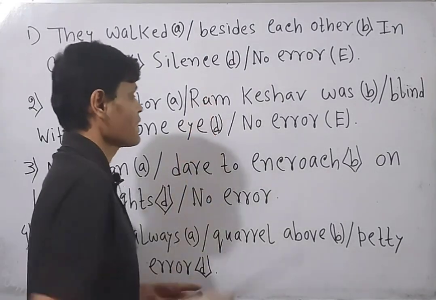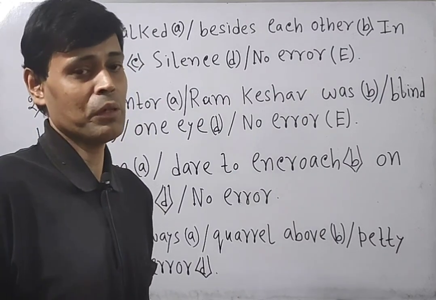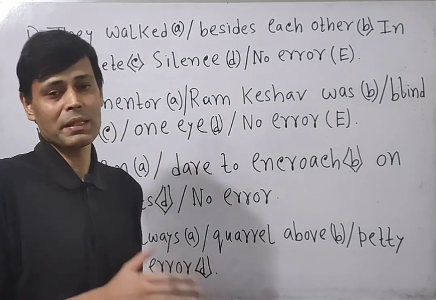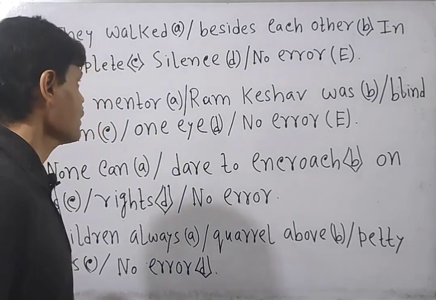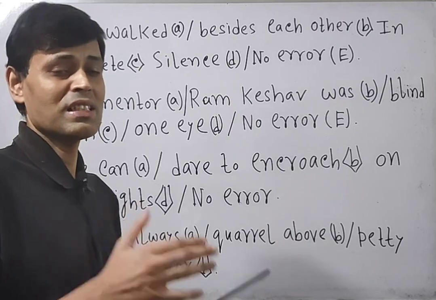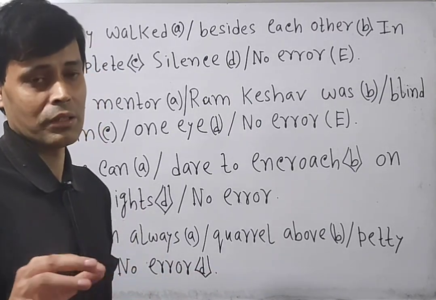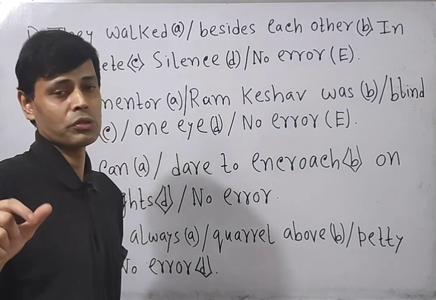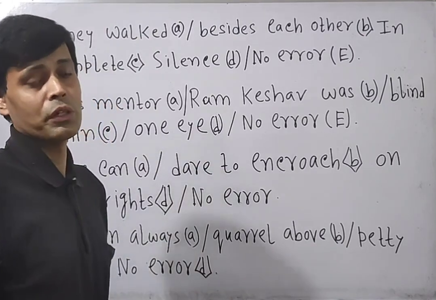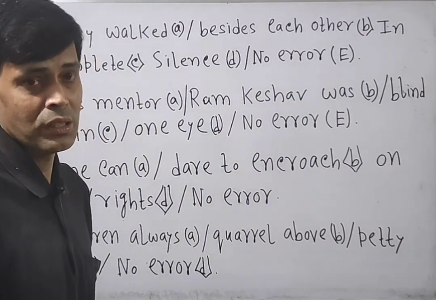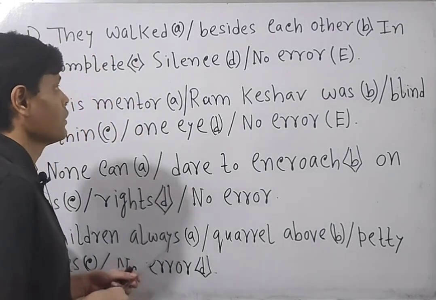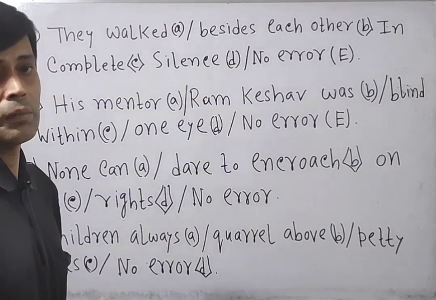Now if I say besides, B-E-S-I-D-E-S, whenever we use or write the S, it means apart from, except. But here they walked side by side. So instead of besides we should write beside. So we need to remove the consonant S. If we write beside, B-E-S-I-D-E, it is going to be perfect. But if we write besides, it is not perfect, because besides means apart from. So if we consider apart from, in that case the sentence will not have a meaning at all.